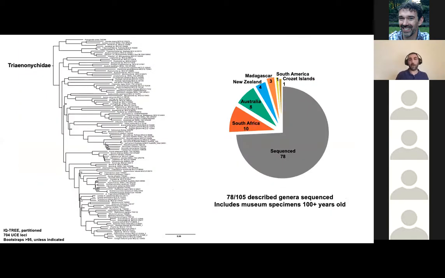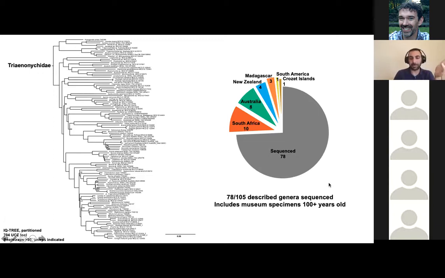If you know me, you know I go UCE. I use ultra-conserved elements to build my phylogenies, and they have allowed me to include museum specimens. In this phylogeny, I have some museum specimens that are over 100 years old. As far as taxon sampling, we currently have about 75% of the genera sequenced, which is pretty phenomenal. We're missing about 27 or so.